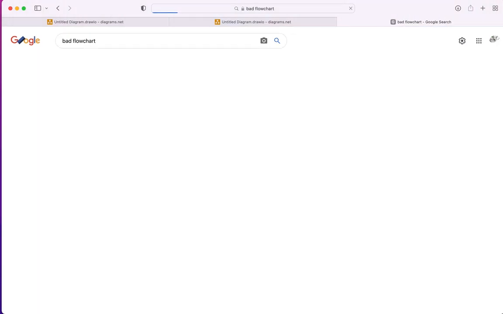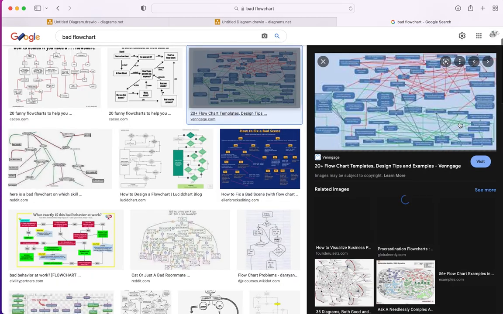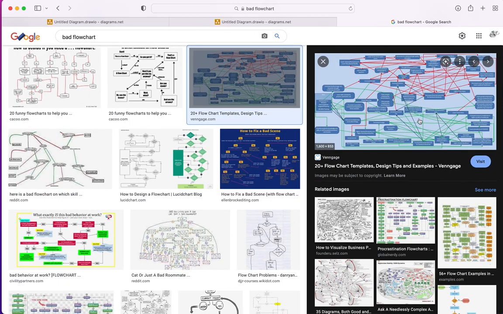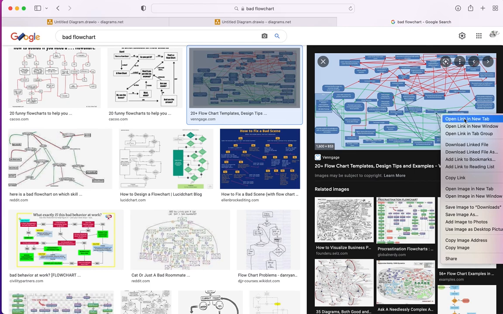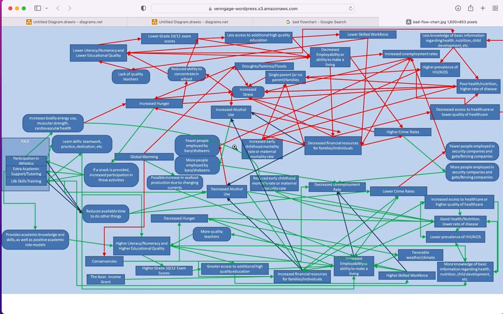Bad flowchart. Let's Google that. Let's load this. Oh, there we go. Open image in new tab. There we go. Tell me, can you read or understand any of this that you see right here? Where does this start? Where does this end? Why are some of these labeled red? Why are some of these labeled green? Why are some of these in this black or dark blue color?